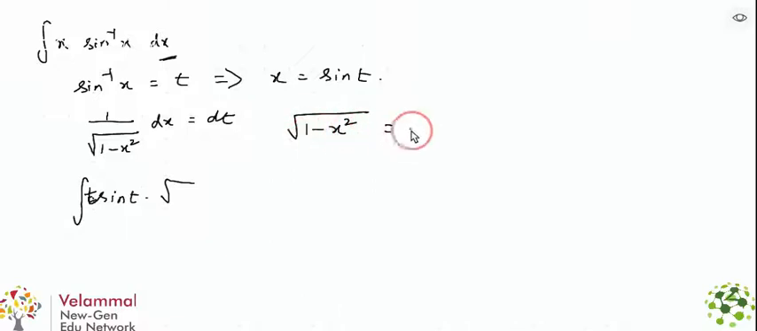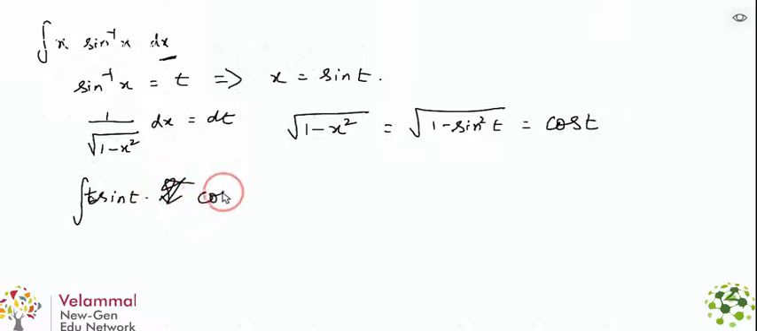Remember, I want to substitute for 1 minus x square. What is it? Root of 1 minus x square is root of 1 minus sine square t, which is root of cos square t, which is nothing but cos t. Do you understand? So, I do not need to write the root here. So, this is cos t into dt. Are you understanding clearly? I'll explain it once again, or you will rewind and see.